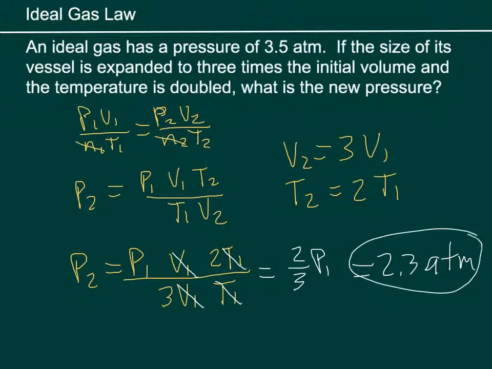You can do it with any sort of values, right? If you knew that V2 was actually 6 liters and V1 was 2 liters, you could just pump in the numbers 6 and 2. It's a little bit harder, so I showed how to do it with just the V1 and T1 and T2 method where you're not actually given a value, but anytime you're given a value, just put it right in and solve for the one you're looking for.